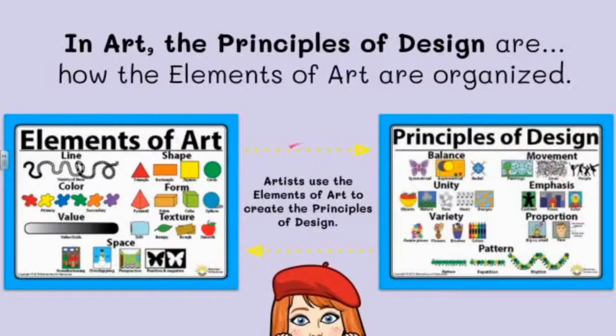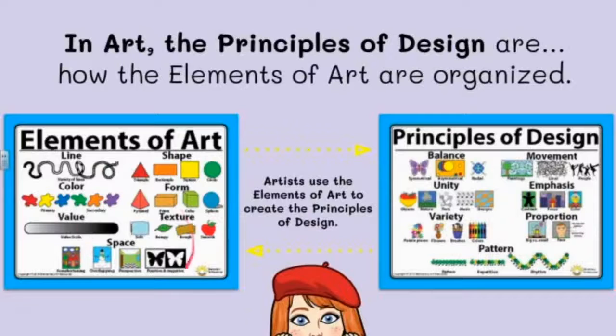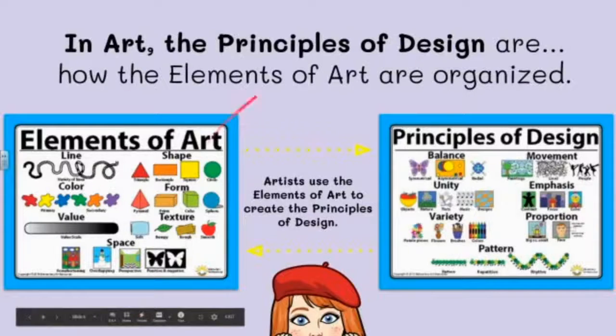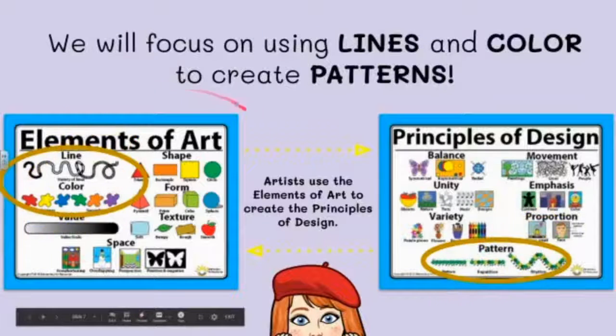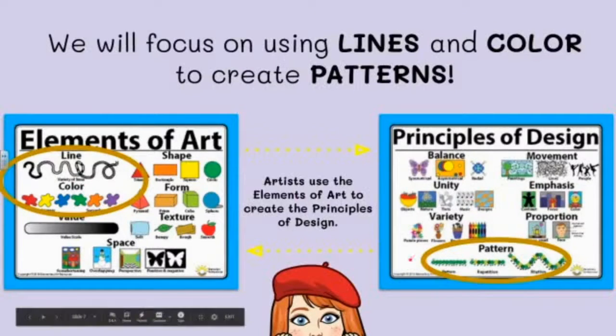Artists use the elements of art, these things here, line, shape, color, all this stuff we've been talking about for the last few weeks, to create our principles of design. For this week, we are going to focus on 2 elements of art that are line and color, and we're going to use line and color to create the principle of design pattern. You can actually use lines and colors and shape even to create patterns.